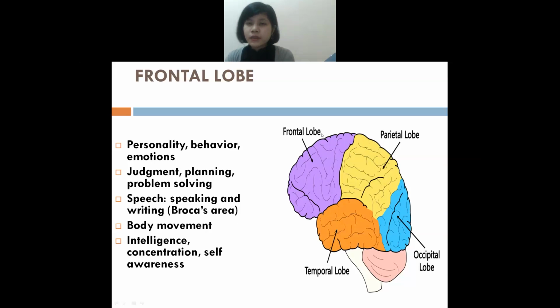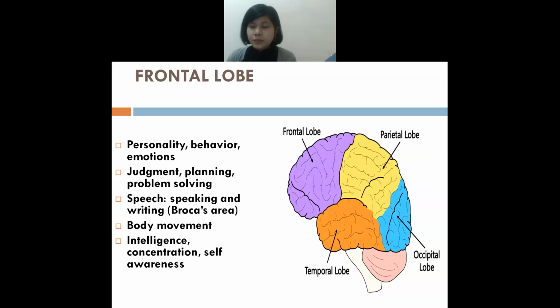Now let us discuss the frontal lobe. Where is your frontal lobe and what is the function of the frontal lobe? Let us discuss it. First thing, you find the frontal lobe at the front. So what is the function of the frontal lobe? The frontal lobe helps you in what?